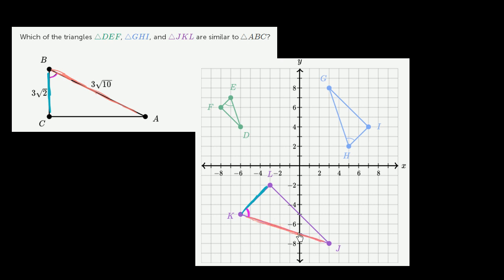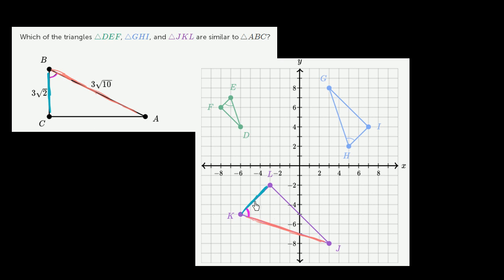Now you might be thinking, how did I decide to compare BC to KL and BA to KJ? Well, both of these are the two sides that make up this angle, and BC is the shorter of the two. These are the two sides that make up this angle. You could say they're segments of the rays, parts of the rays that make up this angle, if you were to continue forever. And the blue one is the shorter one. So KL is the best candidate to correspond to BC.